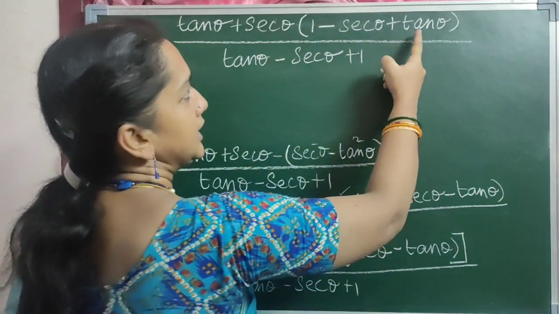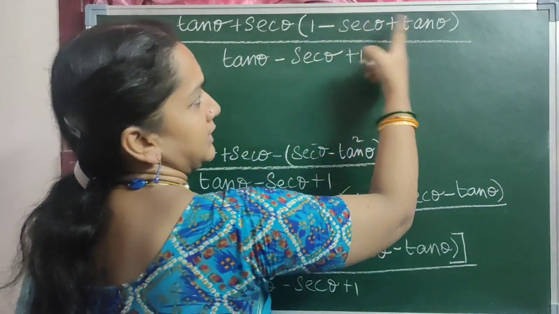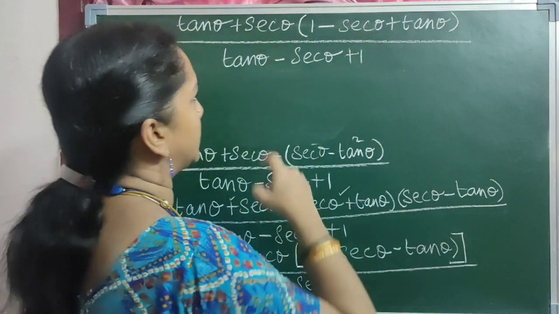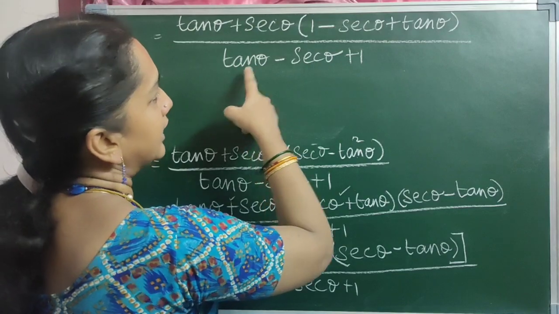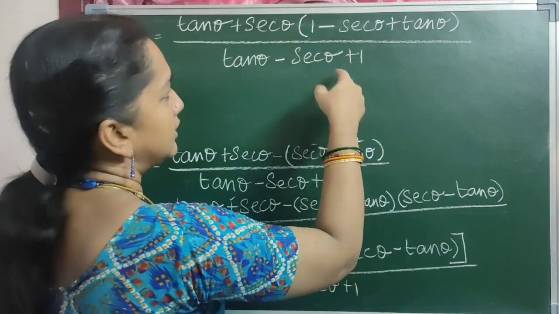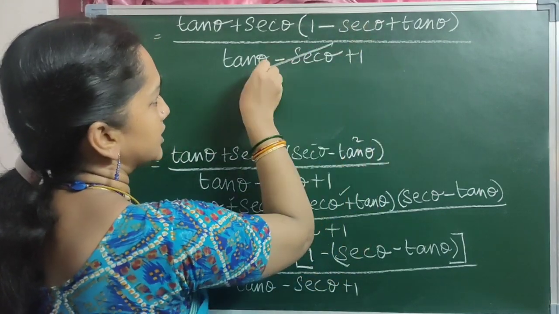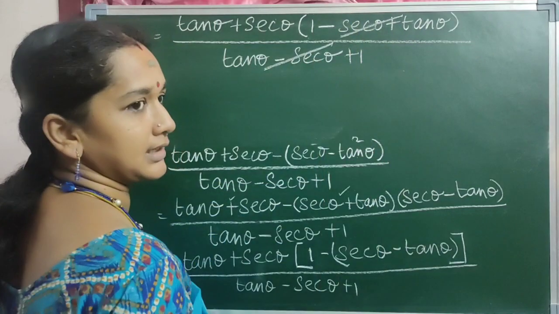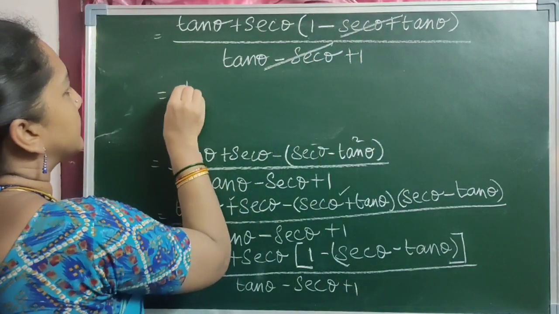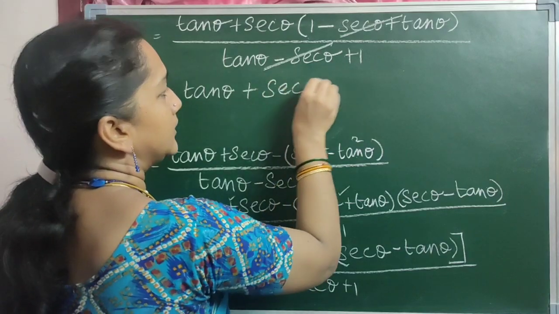How is it the same? Here plus tan theta, here also plus tan theta. Just the place is interchanged. So here tan theta, and here minus secant theta, and here plus 1. So both these are same, just the place is interchanged. So we can cancel that. So what is the balance we have? Tan theta plus secant theta.